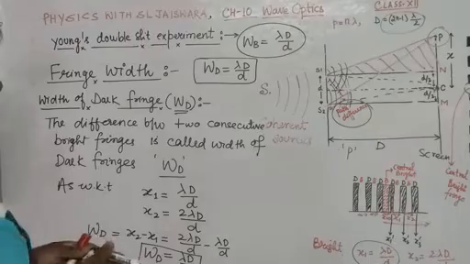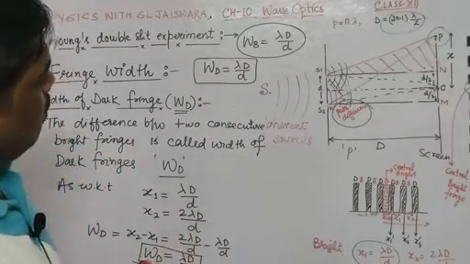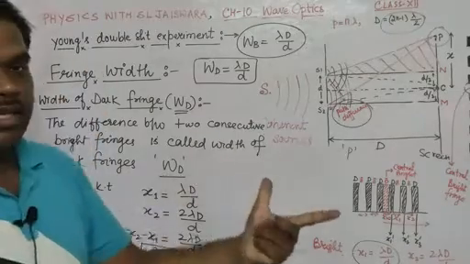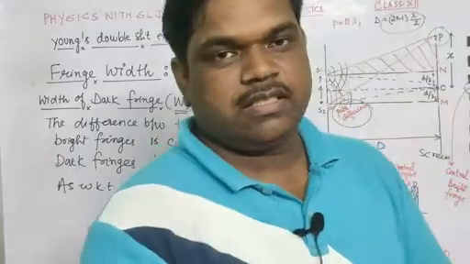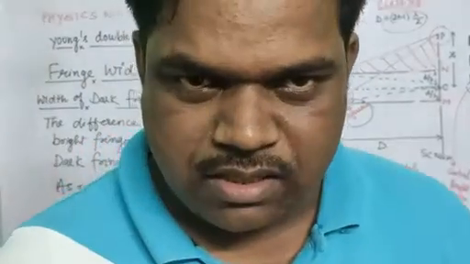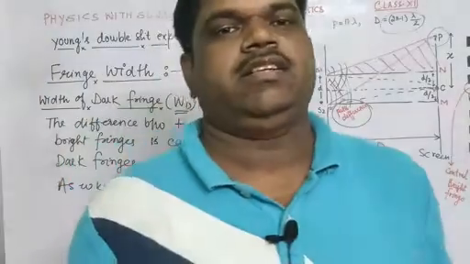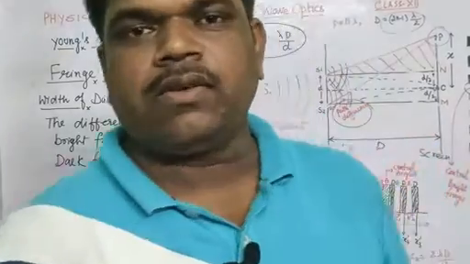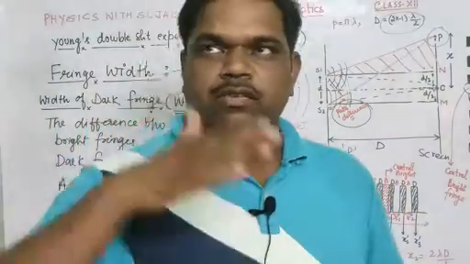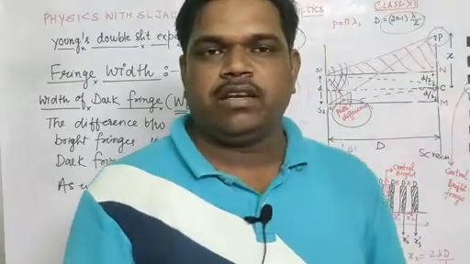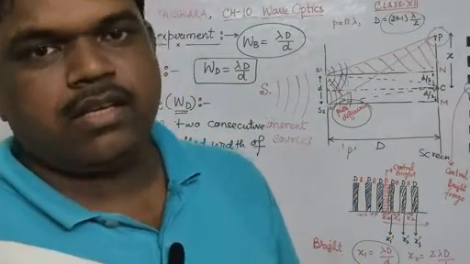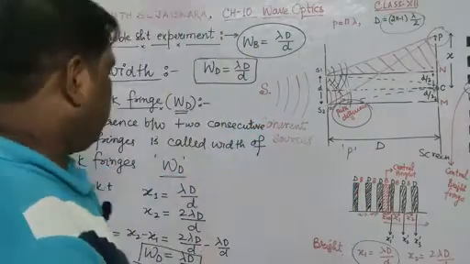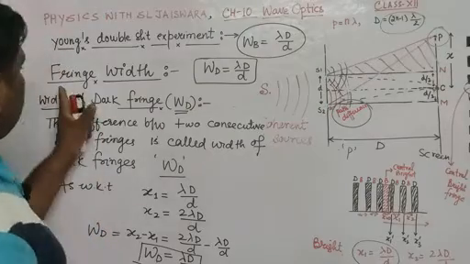So what we are observing is that the fringe width is the same in both cases, whether the fringe is dark or bright, whether the interference is constructive or destructive. The width of the fringe formed on the screen remains constant, that is lambda D upon d. So this is all about fringe width.